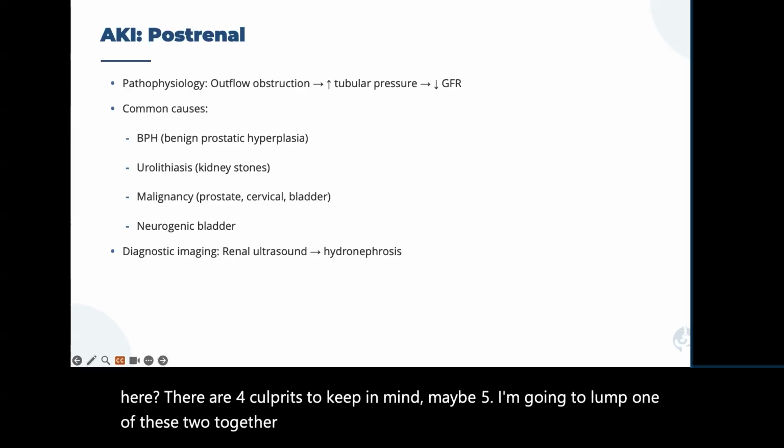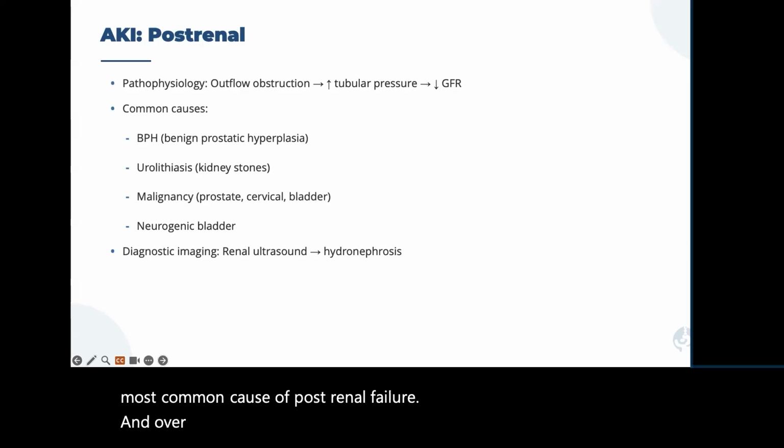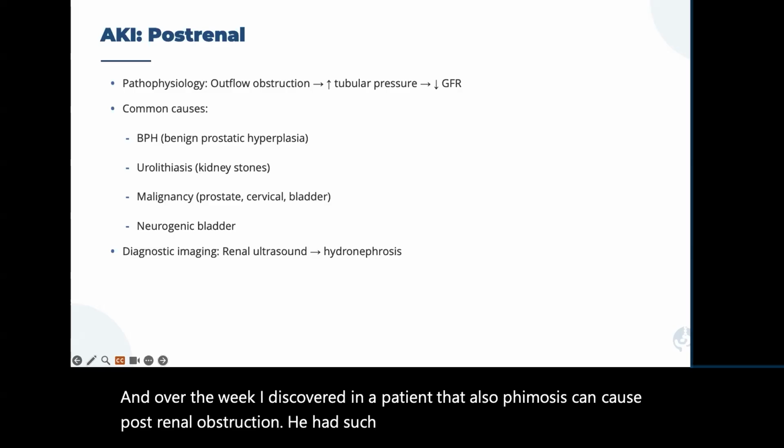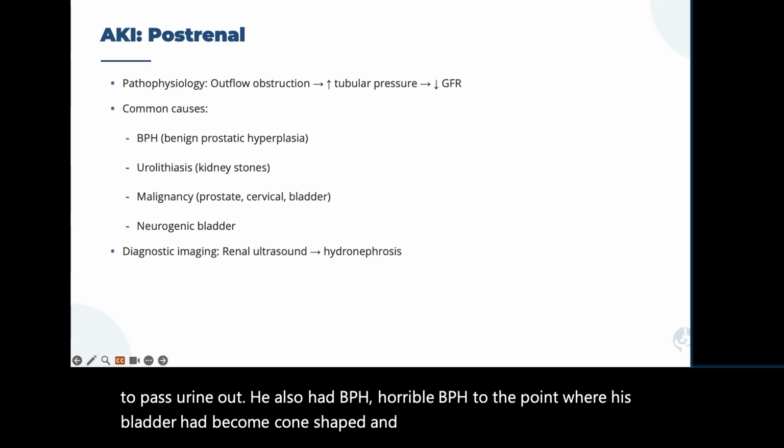So in men, benign prostatic hyperplasia. This is the most common cause of postrenal failure. And over the week, I discovered in a patient that also phimosis can cause postrenal obstruction. He had such a tight constriction that he's not able to pass urine out. He also had BPH, horrible BPH, to the point where his bladder had become cone-shaped. And so they were intermittently straight cathing.